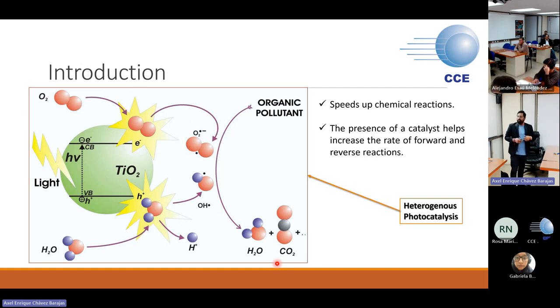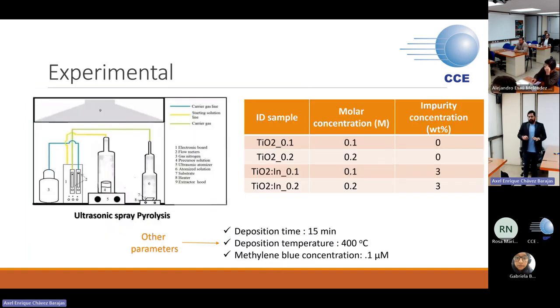So the idea is that in future we are working on that so that we get not only decolorization, but also degradation of the contaminant to 100%. So in this work, we have prepared different tin oxide thin films by using ultrasonic spray pyrolysis. Our conditions are deposition time 15 minutes and deposition temperature 400 degrees centigrade. And we used methylene blue of 1.1 micromolar. That's the concentration, so we didn't change all these things.